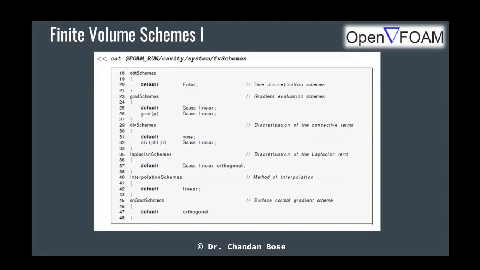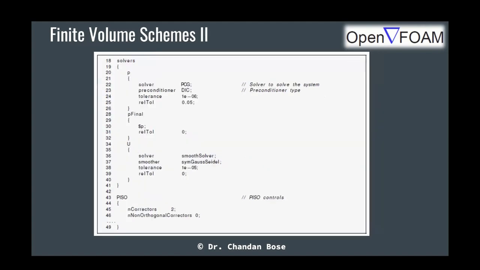Right. So this is an example of the schemes that you use. For example, you use the time discretization scheme as Euler, which is first order accurate. You can use some higher order accurate method also. You can use different gradient, divergence, Laplacian, interpolation schemes. Here you have to choose the scheme according to the solution algorithm that you are going to use, and also up to the accuracy that you want in your solution.